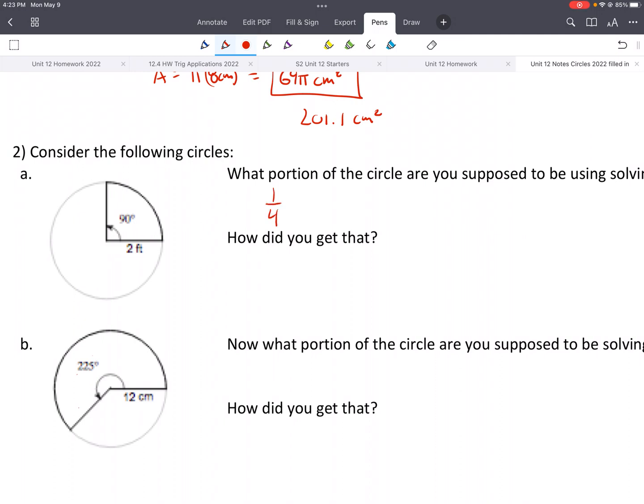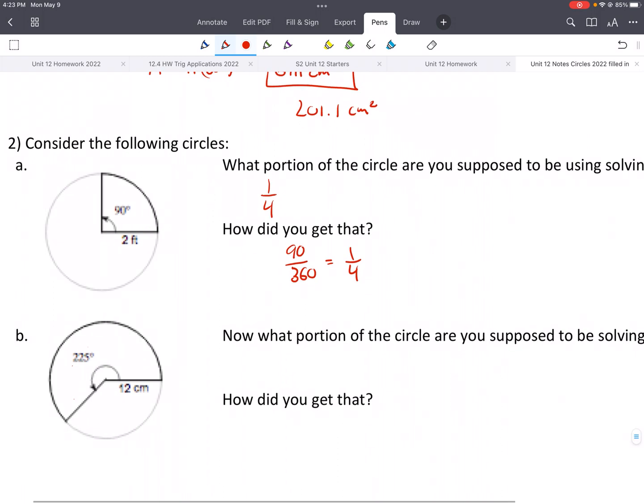Well, a circle is 360, and this is maybe 90 over 360, and if you simplify that, that gives you 1/4. That's probably how we'd want to do this. So let's try B. What portion of the circle are we supposed to solve for? We can do the same sort of thing. We can do 225 over 360, and then we can just simplify that.